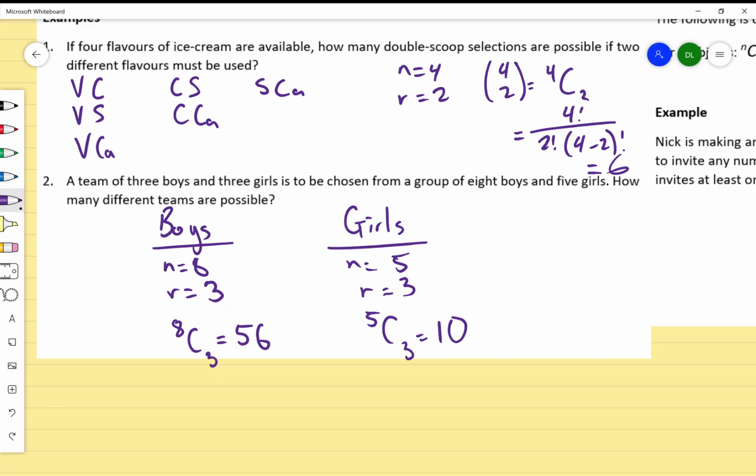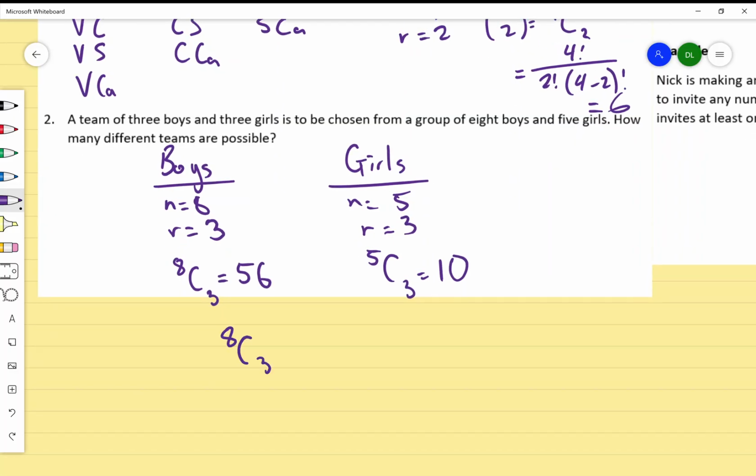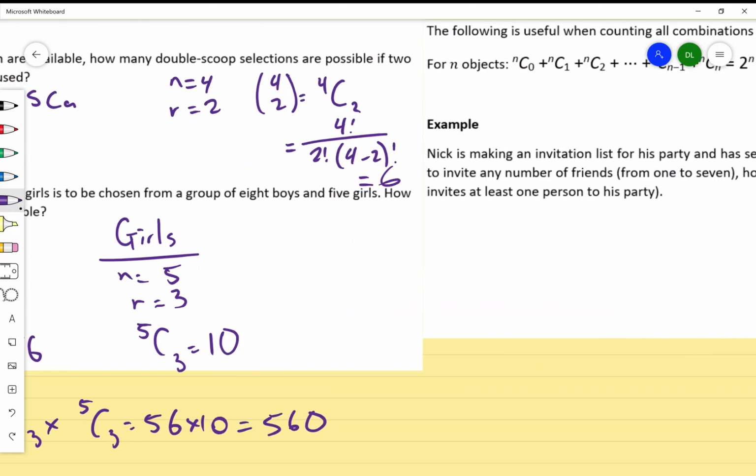Now, like I mentioned earlier, we're applying the multiplication principle, because we're choosing 3 boys from 8 boys, and choosing 3 girls from 5 girls. So we multiply them together, and I get 8C3 times 5C3, which is just 56 times 10, which gives us a final answer of 560. A little bit of a weird type of question to wrap your head around, but generally the structure remains similar.